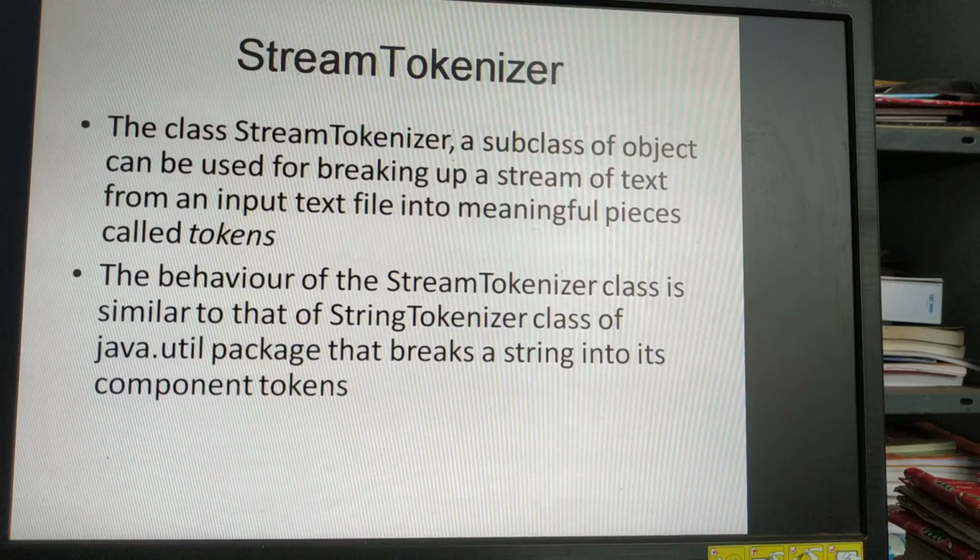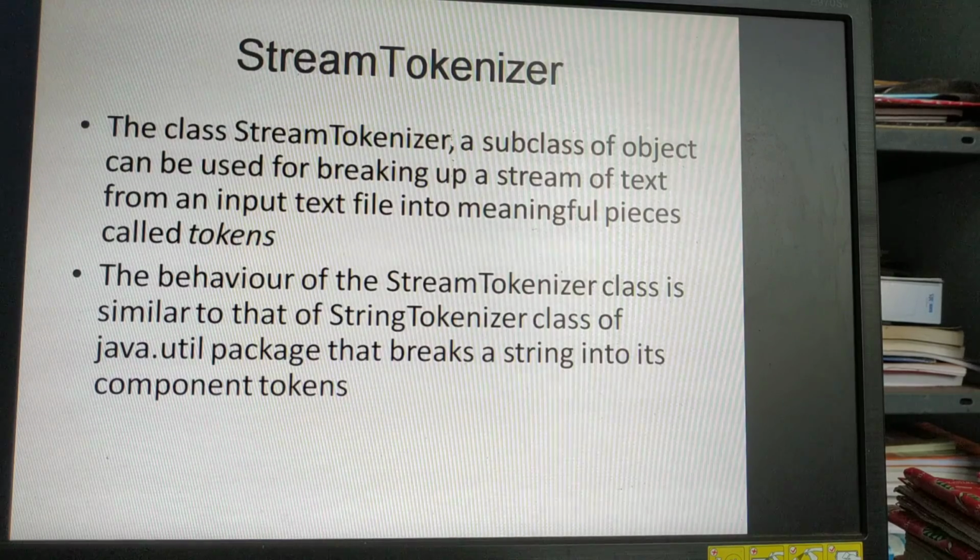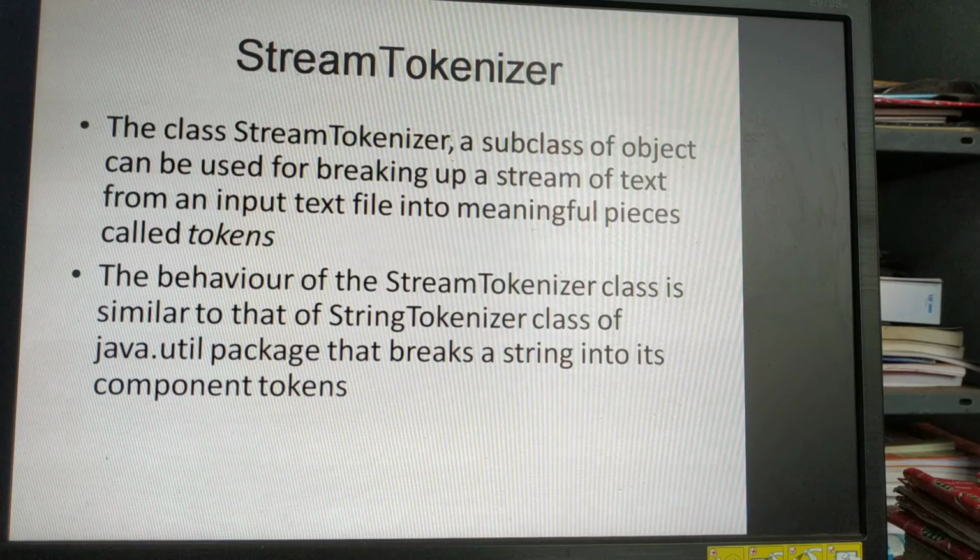StreamTokenizer is a subclass of Object which can be used for breaking up a stream of text from an input text file into meaningful pieces called tokens. The behavior of the StreamTokenizer class is similar to that of the StringTokenizer class of the java.util package that breaks a string into its component tokens.